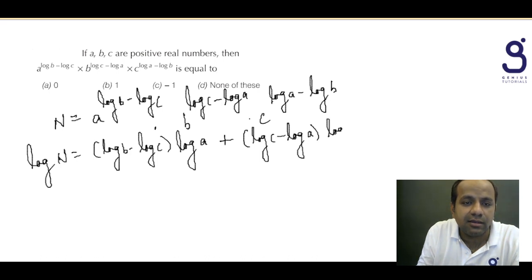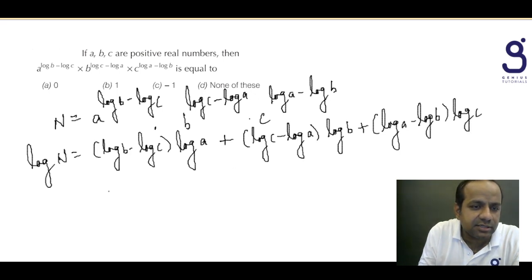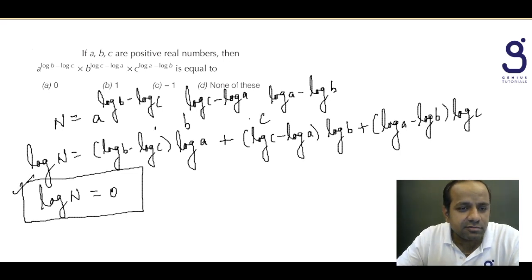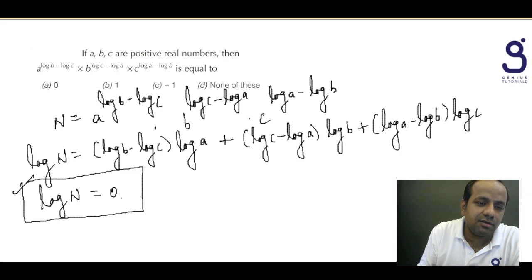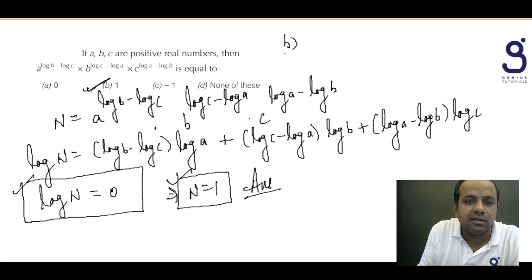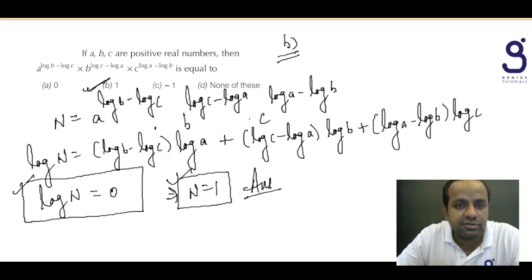log b plus log a minus log b into log c. If you open all these brackets and solve them out, all these terms will cancel out and we can say log n is equal to 0. Okay, and log n is equal to 0. Which value of log is equal to 0? Exactly, n should be equal to 1. We know that log 1 is 0. So if n is equal to 1, we can say option B. So option B is correct answer to the question.